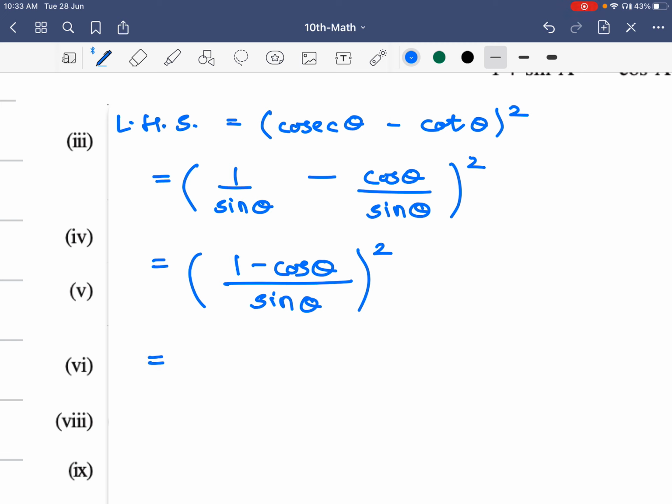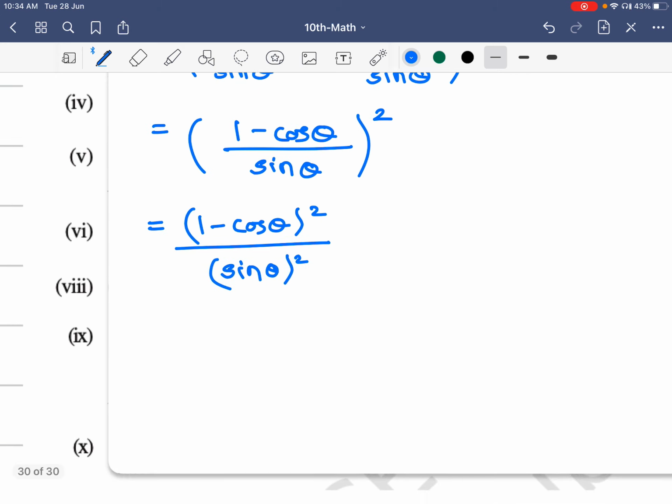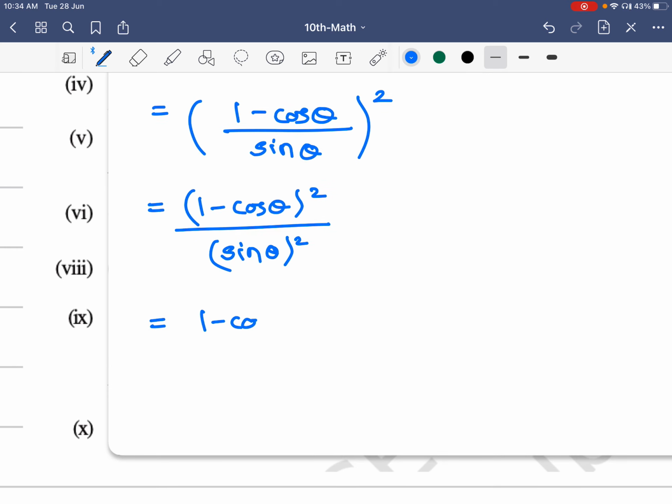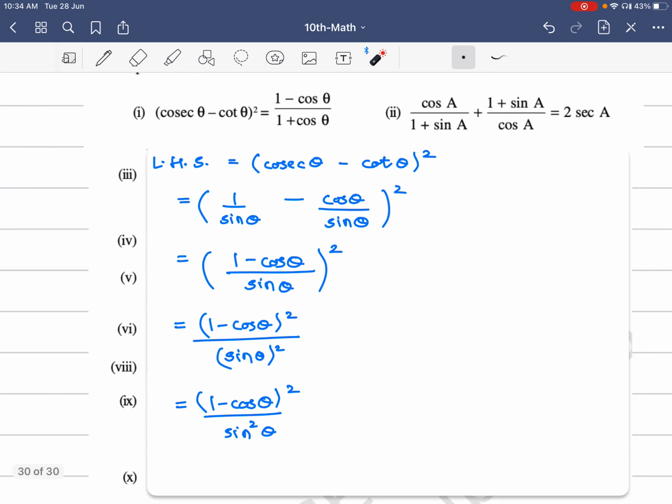Now we're going to distribute this square over the numerator and the denominator. So this is equal to 1 minus cos theta the whole square divided by sine of theta the whole square, and we can write this as 1 minus cos theta the whole square as it is, and sine square of theta in the denominator. Sine theta the whole square is sine square of theta. So this is the left hand side that we have reached. Now let's go back to the question.